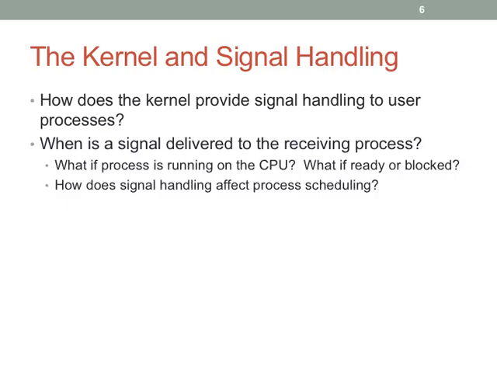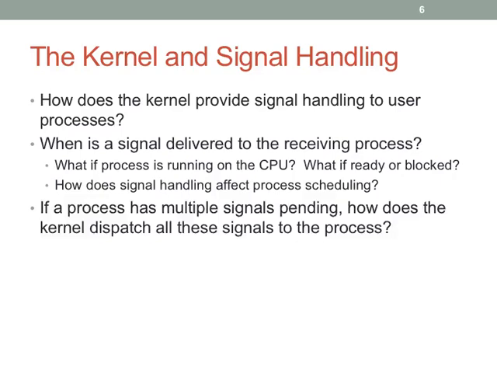Okay, so when is a signal delivered? These are all the kinds of questions we want to understand. What if the process is running? What if it's ready? What if it's blocked? How does signal handling affect scheduling? If I have multiple signals pending, how does the kernel take care of this?